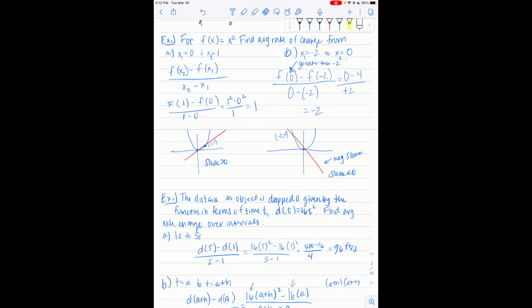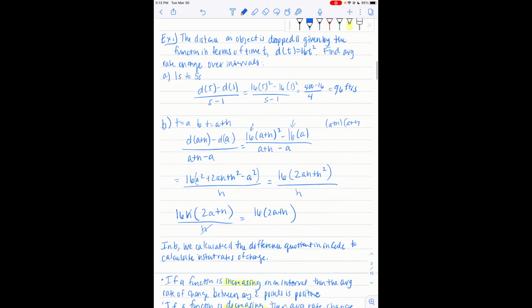Okay, so 0 squared is 0, and then negative 2 squared is 4. So I'm subtracting those. I have 0 minus 4 over 2, which is negative 2. So that's saying that when x1 equals negative 2, our graph is at 4, and then when x2 is 0, the secant line connecting those points has a negative slope because our slope is negative 2. So it's less than 0.